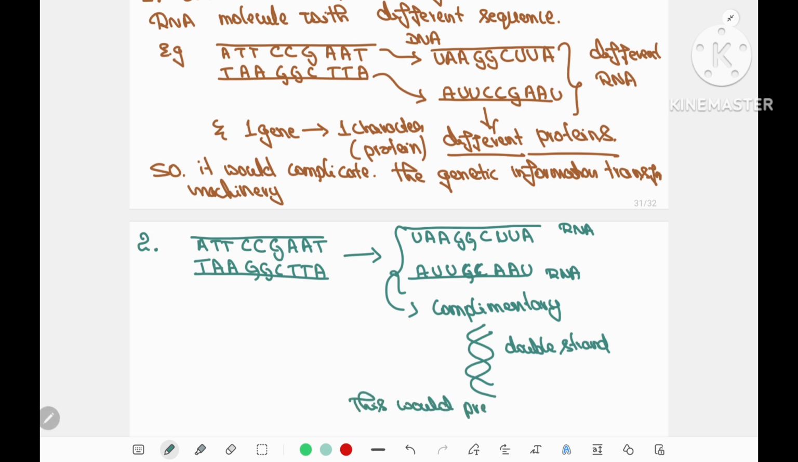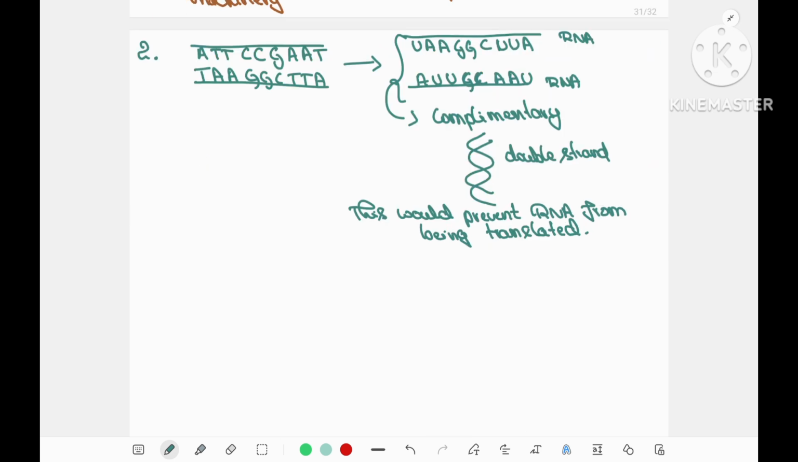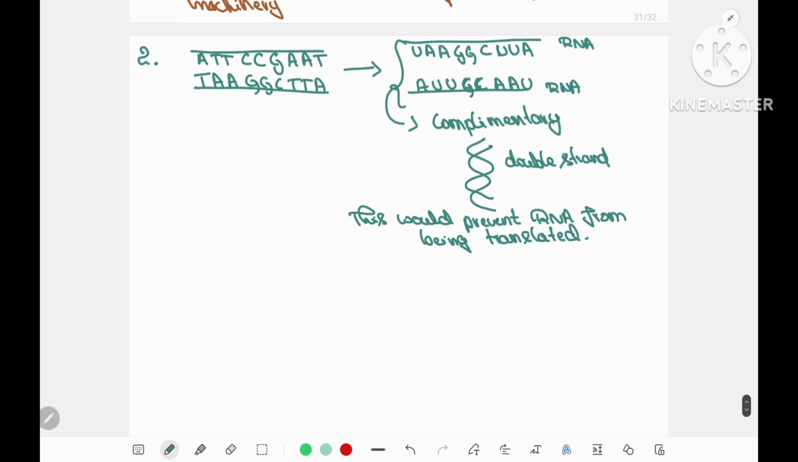If there is a formation of double-stranded RNA, then the double-stranded RNA will not code for protein. That means it will not undergo the process of translation. So, if both the strands act as a template, then complementary RNA molecules are produced which will form a double strand. This will prevent the RNA from being translated. Then the process of transcription becomes futile.